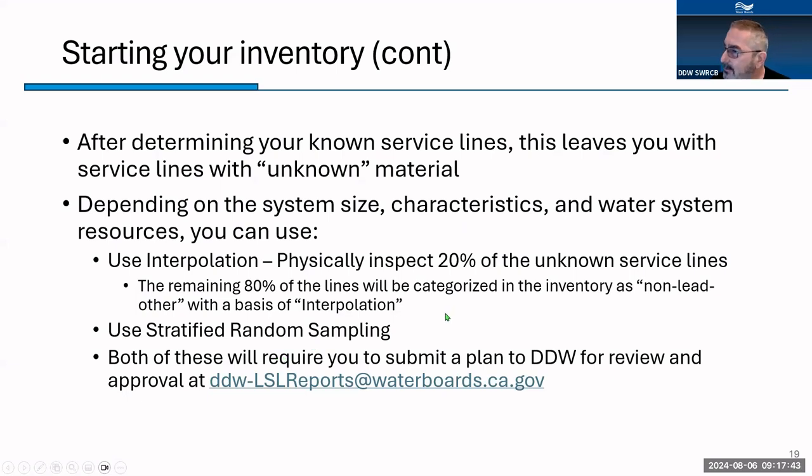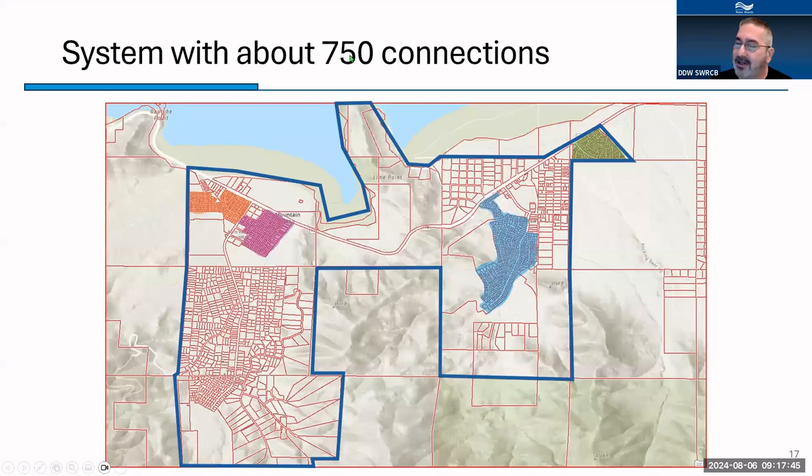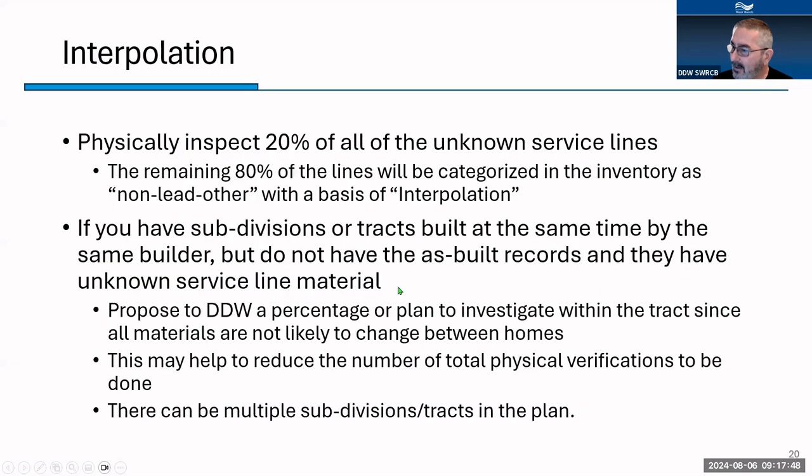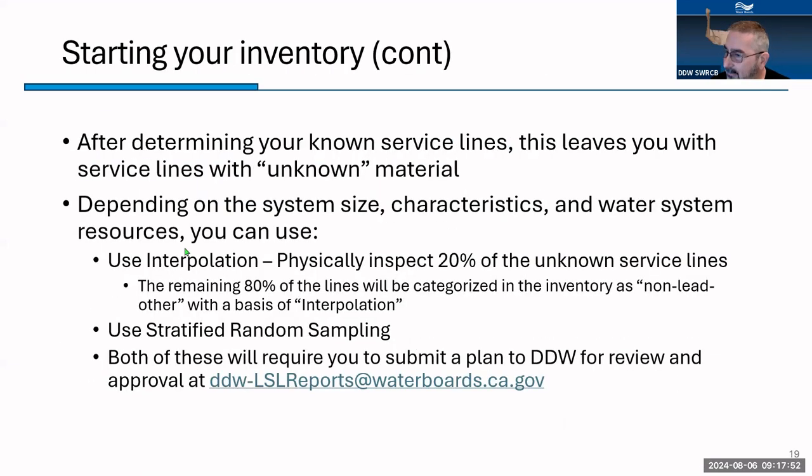And yeah, so this one is about 750 connections. And I'm sorry. There. For this one, I don't think I talk about stratified random, but for this size water system, you can use just a plain 20% interpolation across the system.